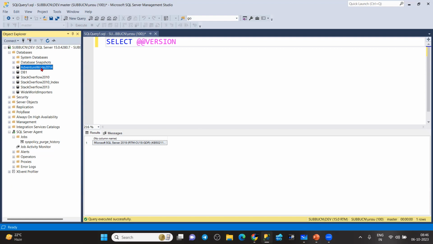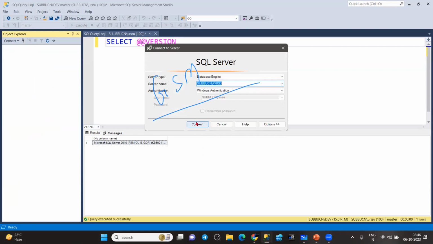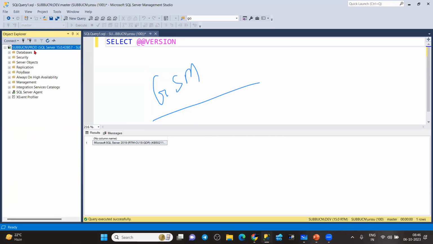Especially when working in production, and one more team, the GSM team, is monitoring you. GSM is Global Security Management. Every project has a GSM team, Global Security Management, who is monitoring you. Don't do anything in the production server, especially in the production server, without a ticket.